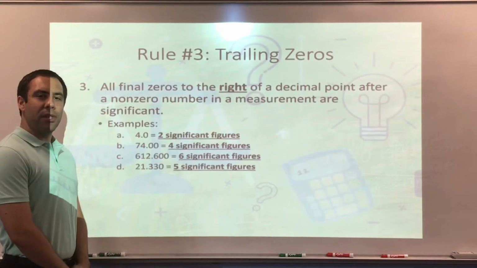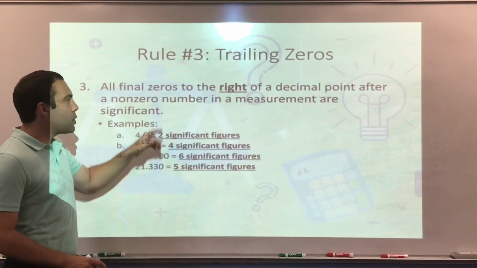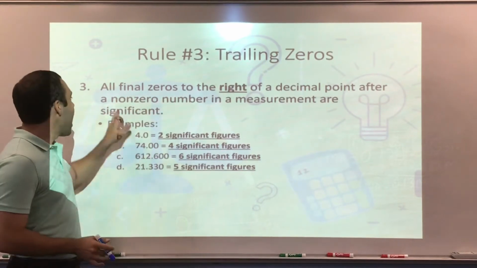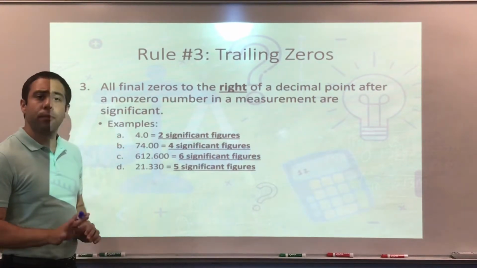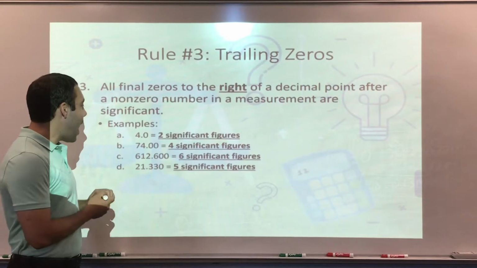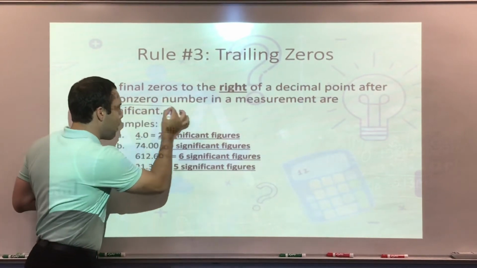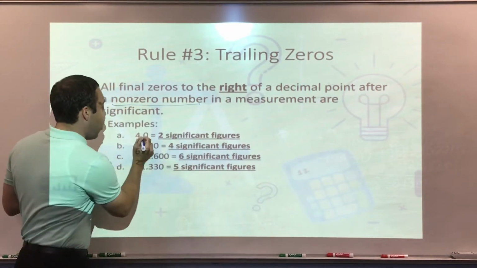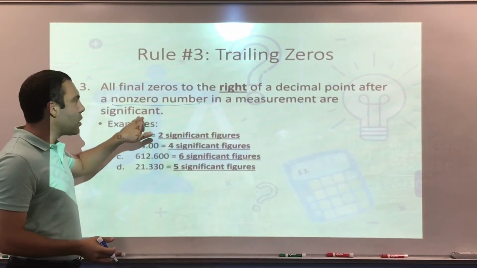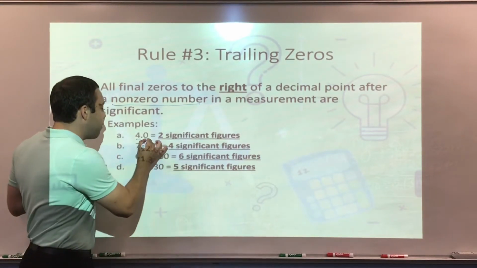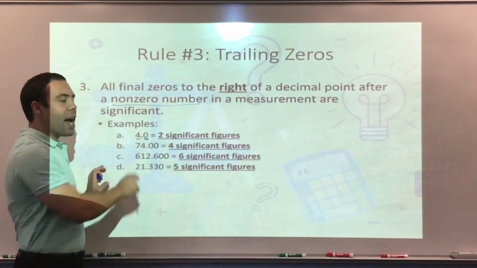Rule number 3 tells us what to do with trailing zeros. Now for rule number 3, all final zeros to the right of a decimal point after a non-zero number in a measurement are significant. So for example, letter A, I have 4.0. The 4 is a non-zero number, and then I have a decimal point, and to the right of that decimal point I have a 0. That 0 will be significant because it's to the right of the decimal point, after a non-zero number.